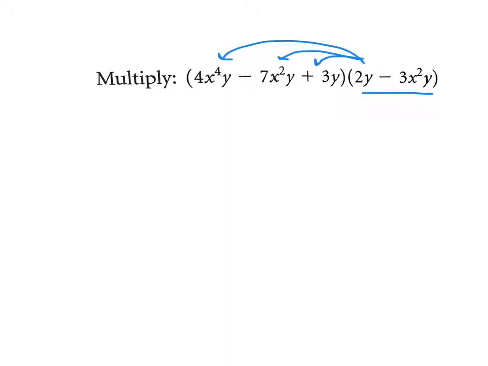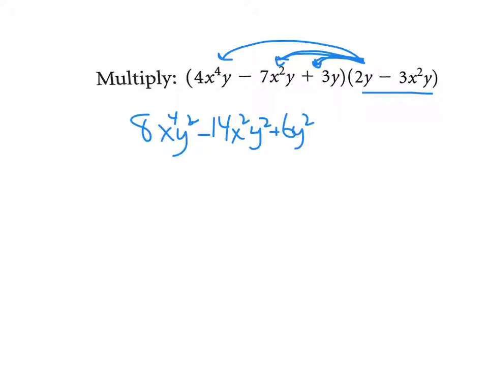I'll go ahead and do that. So I'm going to do 2y times the first term. 2 times 4 is 8x fourth, y squared. Now I'm taking the 2y times the 7x squared, which is going to be minus 14x squared y squared. And then I'm going to take the 2y times the 3y and have 6y squared.